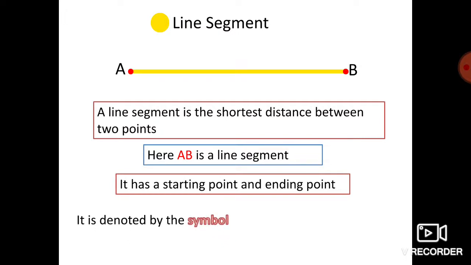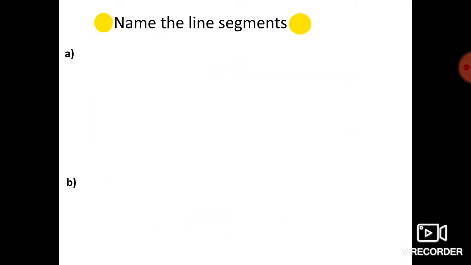It is denoted by a symbol. Listen, what is the symbol? AB, and above AB a small line segment is there. This is the shortest form of line segment AB. We don't write the words line segment AB. We just put this symbol. AB, no commas, no dots between A and B. Continuously you write AB, and above AB you mark a small line. This is the shortest way of representing line segment AB.